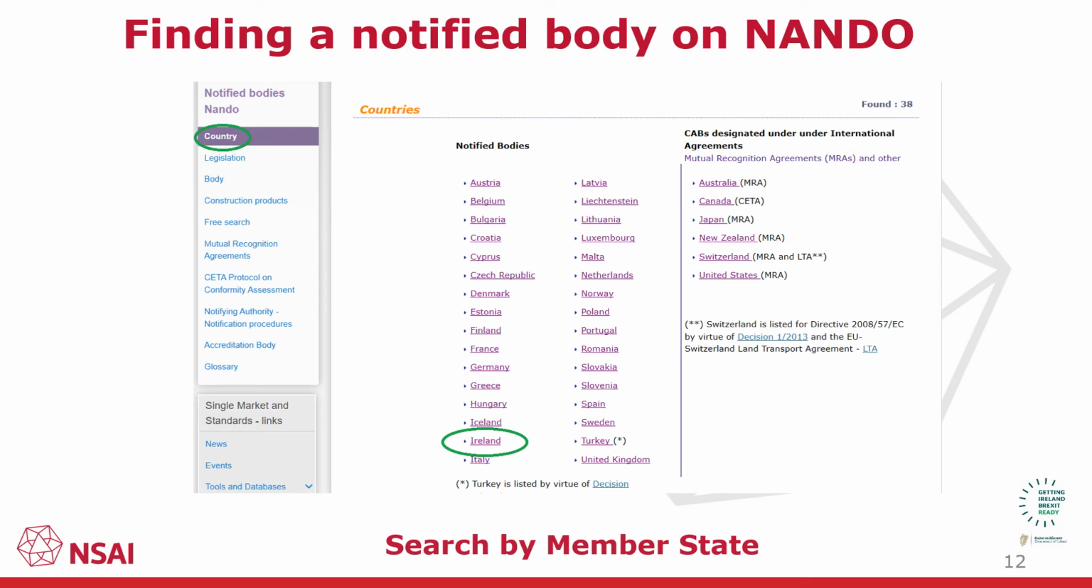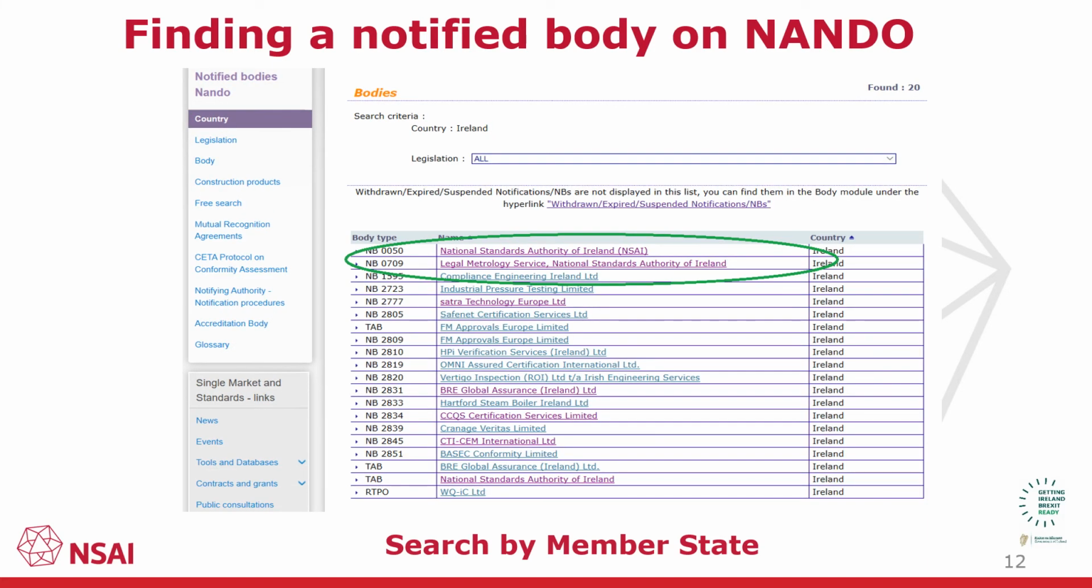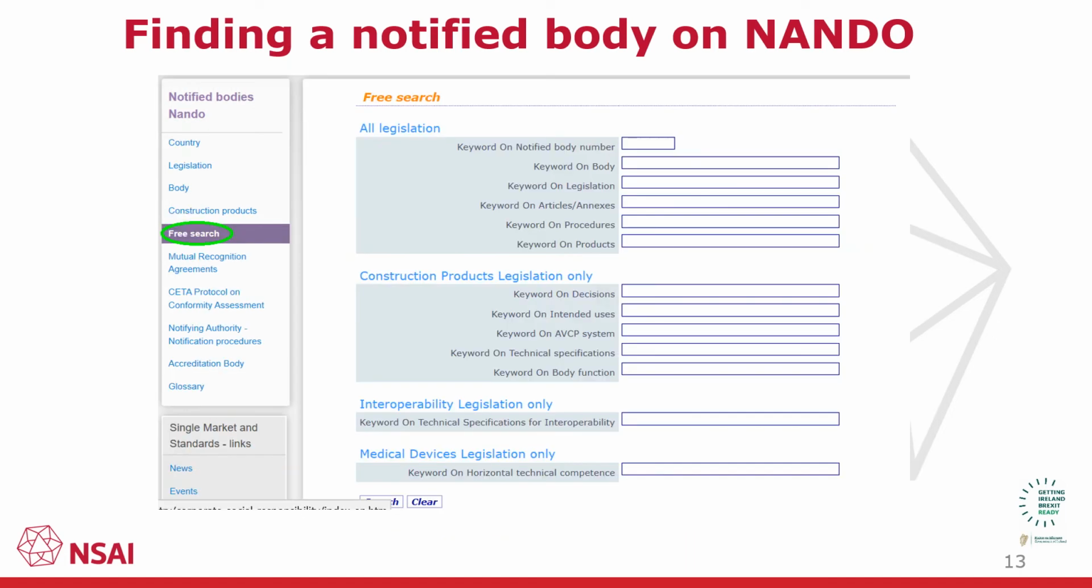We can also search by country as a member state. So if I click on Ireland, if you want to find out who in Ireland is a notified body, you just click there and you will see from this particular piece of legislation, it lists out all the notified bodies based in Ireland, and you can see NSAI circled in green. And finally, if you want to do a free search, finding a notified body, you can just key in the notified body number of the notifying body. You can key in for legislation, and that is a third way to carry out searching.